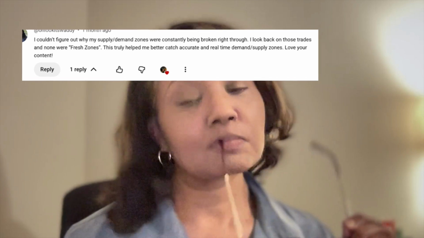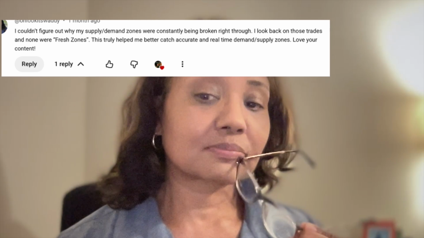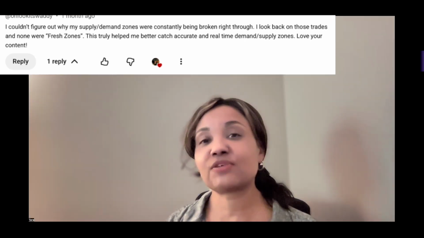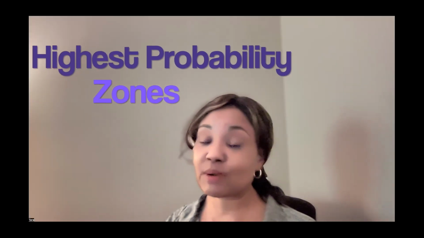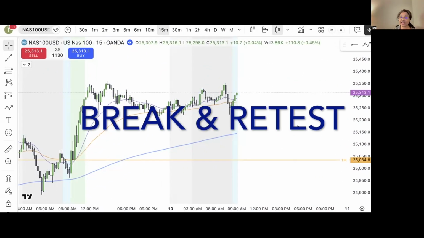Have you ever had price blow right through your supply zone or your demand zone? Well, we have the fix. So stay tuned so that you can also trade the highest probability zones. What I'm going to show next is the break and retest strategy that we took on NAS 100.